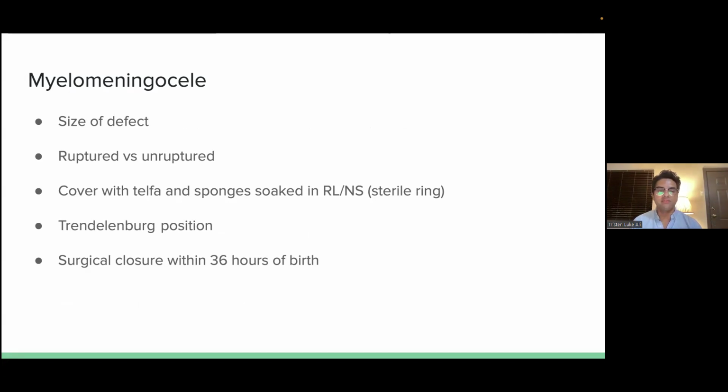The literature says to cover with Telfa and sponges soaked in either Ringer's lactate or normal saline to form a sterile ring around the myelomeningocele. The patient should be in Trendelenburg position so as to prevent pressure on the myelomeningocele and its contact with any other surface. And surgical closure, unless otherwise indicated, should be done between 24 to 36 hours after birth.